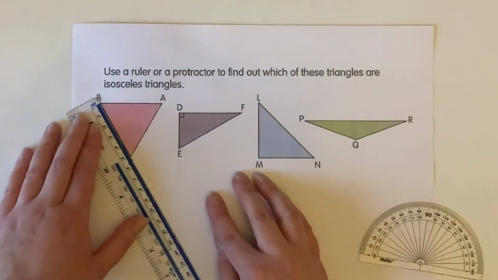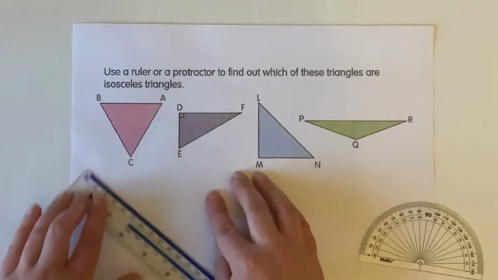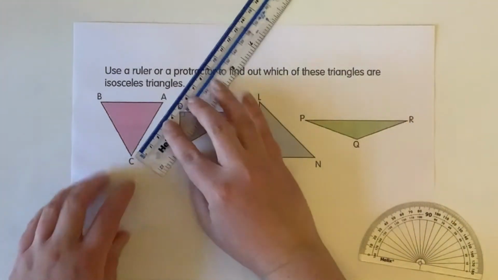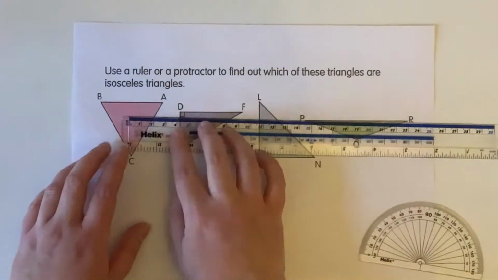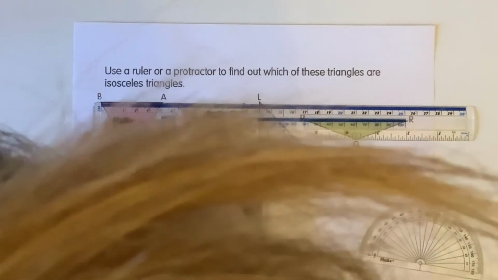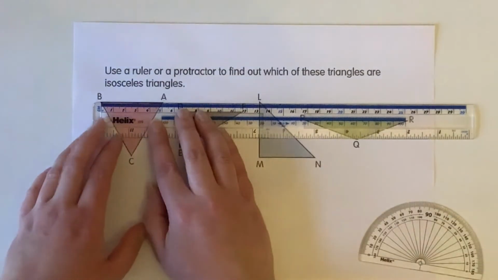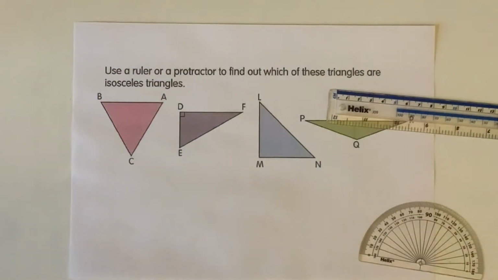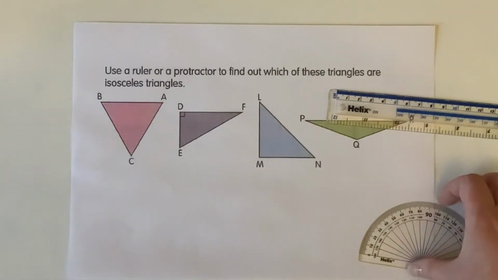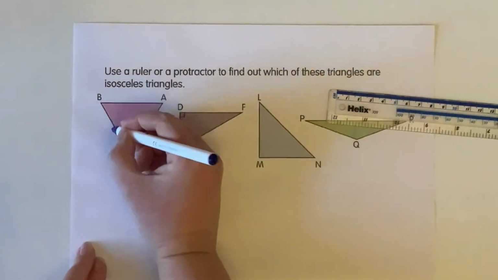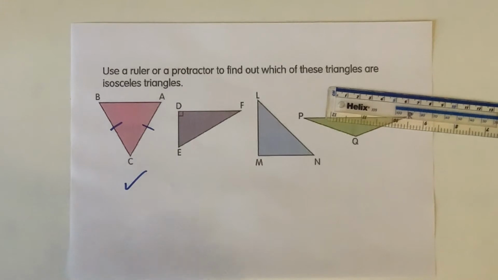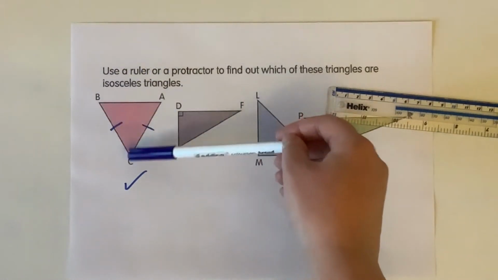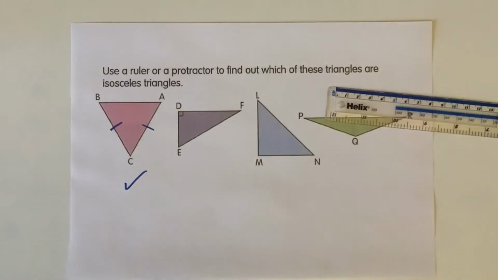Okay, so I'd say that that side there measures about 5.2 centimetres. Along with that side, so they're both 5.2, and that side I would measure 5 centimetres. So already I'm noticing that these 2 sides measure the same length. So I would say yes, that is an isosceles triangle, because the sides BC and CA are equal in length.